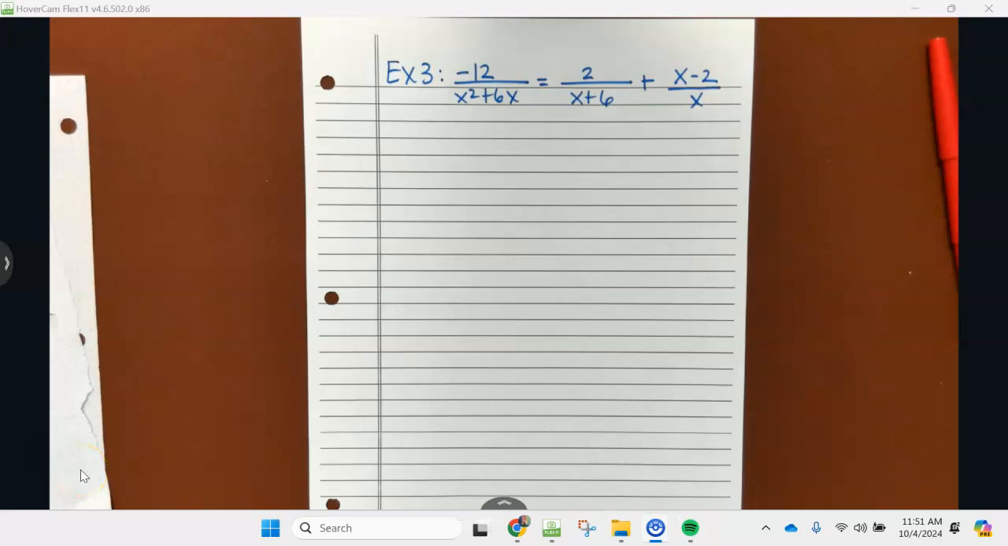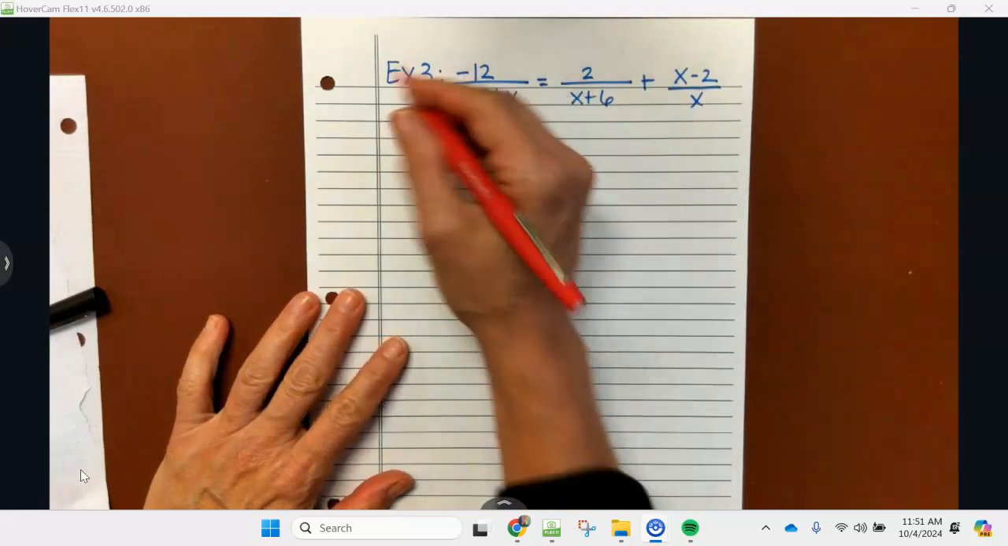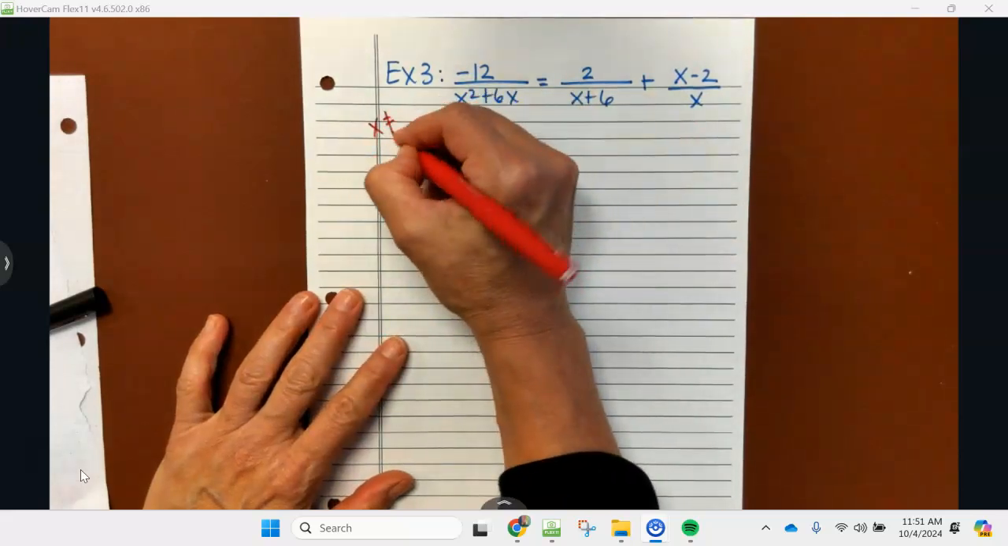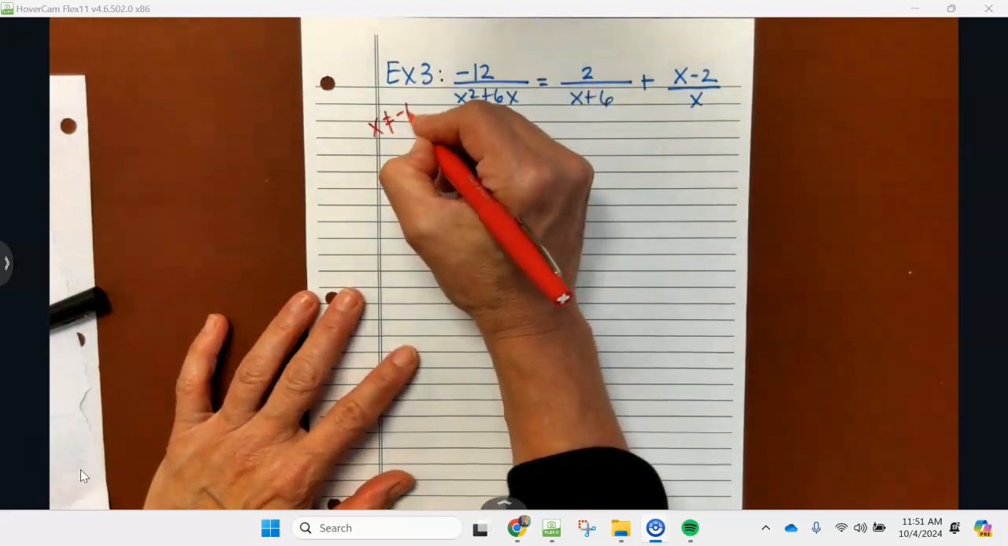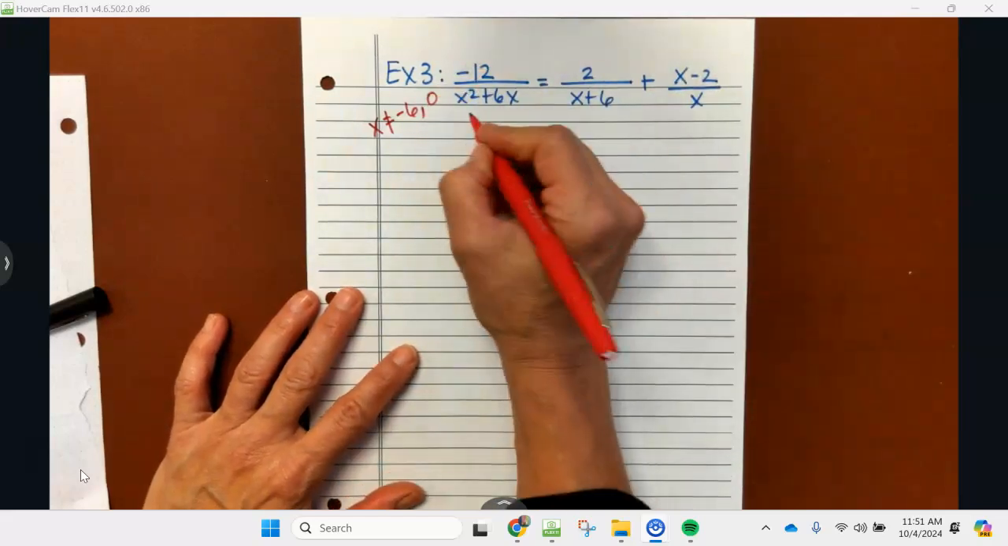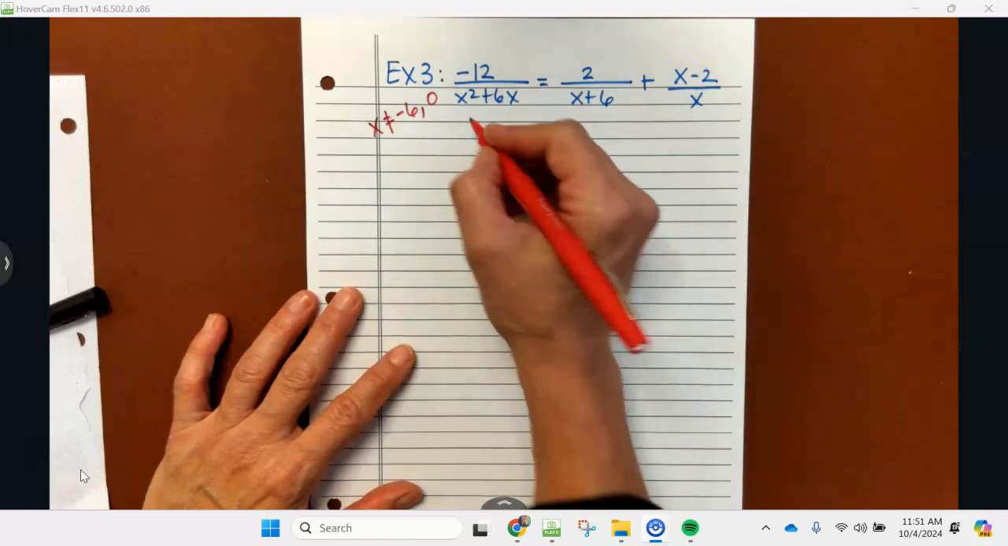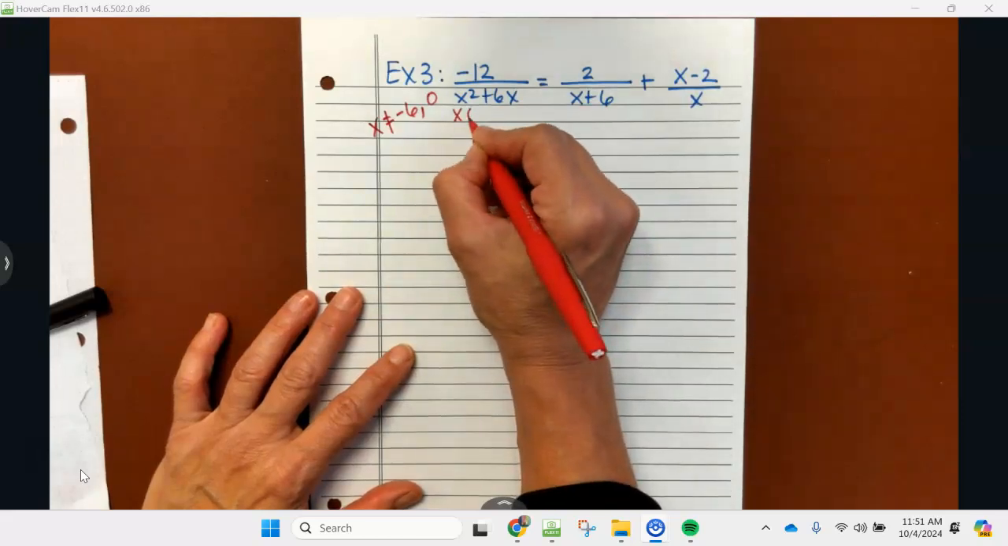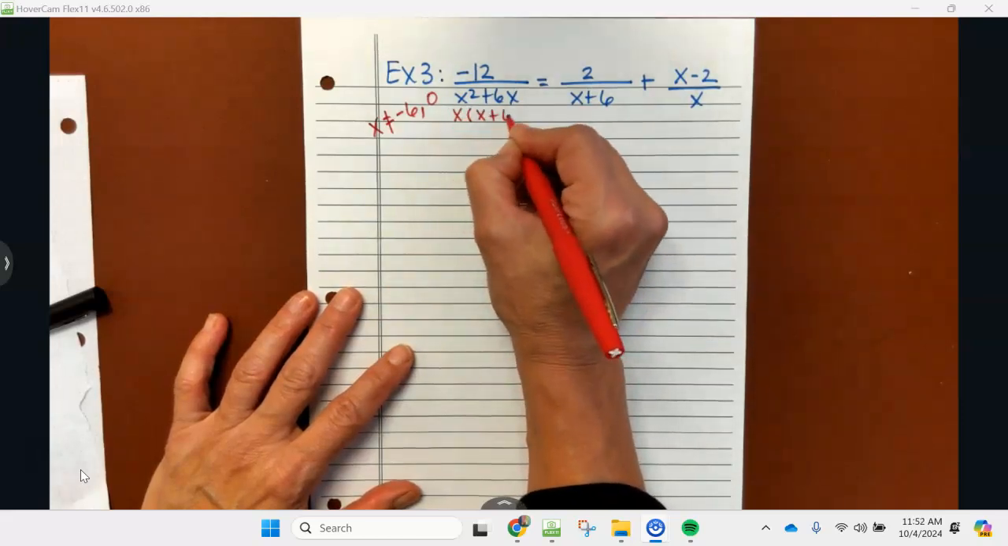Go with one more problem here. So again, let's go ahead and state our restrictions. I know that x cannot equal -6 for this, and we know it can't be 0 for that. Let's go ahead and factor this. So all we can really do is take out our GCF. So that's going to be x times x plus 6.